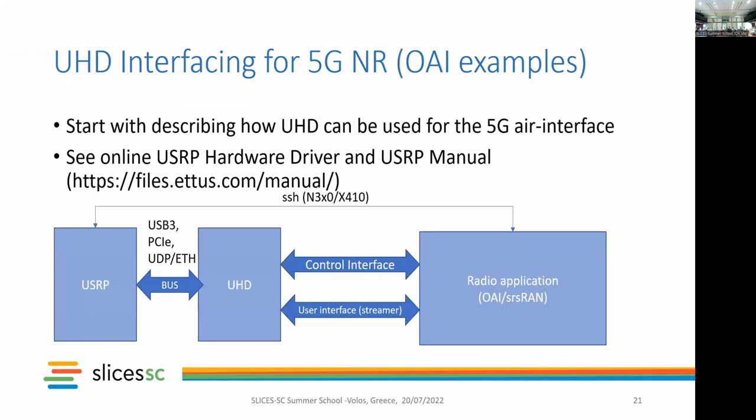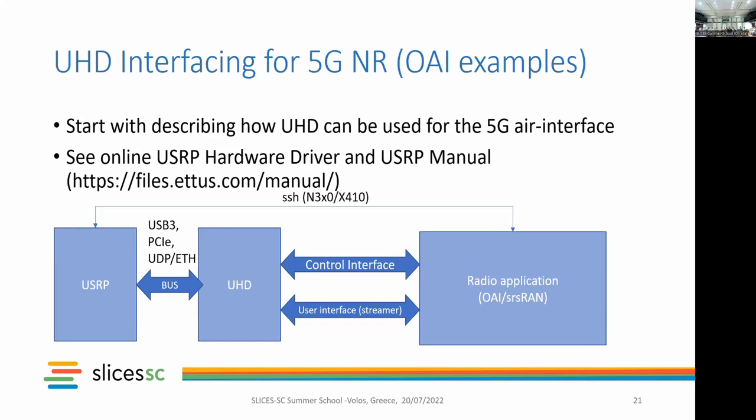So from the perspective of fronthaul for a 5G system, let's look at the simplest case that some of you in the room are already very familiar with. The USRP: you have a radio application. It could be OpenAirInterface, it could be srsRAN, whatever. It could be a MISR, for that matter, which uses UHD. So you have some software radio application on the right-hand side.